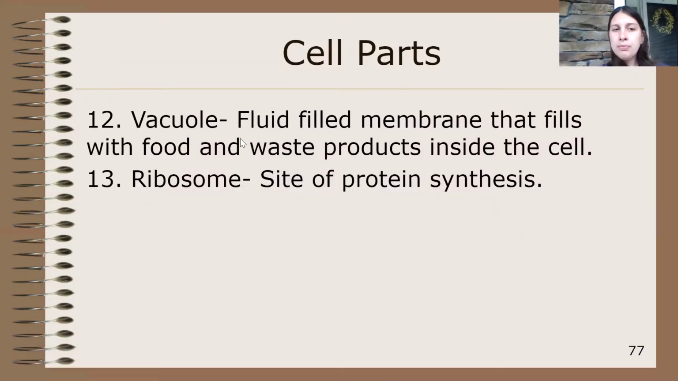The vacuole in plants is a lot bigger because plants have a lot of water in them. In animal cells, we still have a vacuole, but it's going to be a lot tinier because it doesn't have to necessarily hold as much water. It also holds any food and water waste from inside of the cell. And then the ribosomes are where the protein is synthesized, or where the proteins are made.